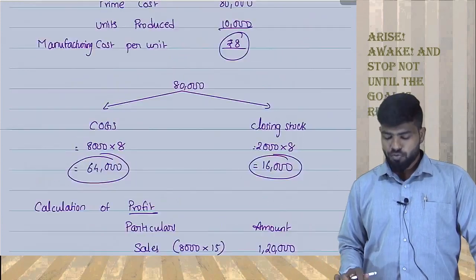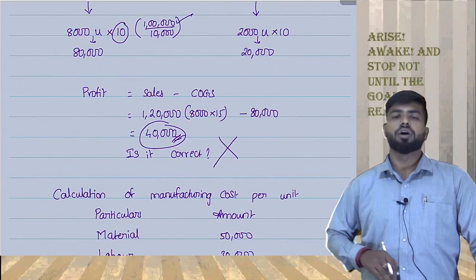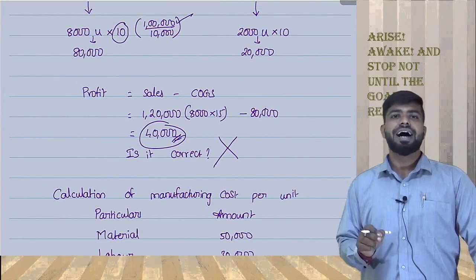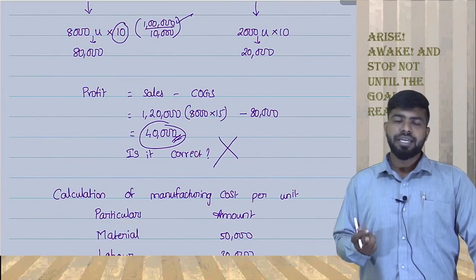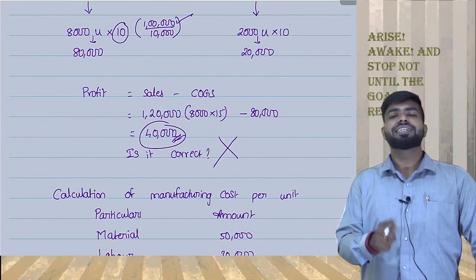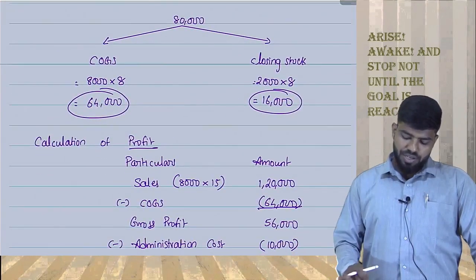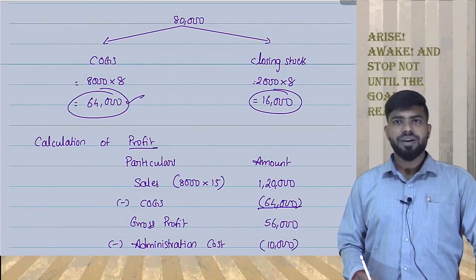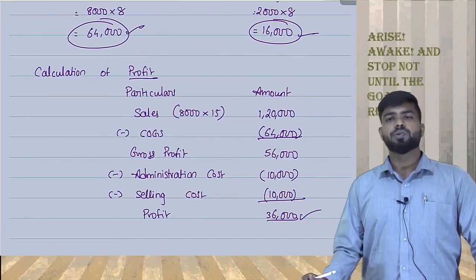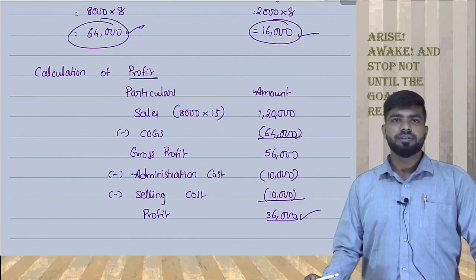Earlier how much did we get? 40,000. Correct? Earlier we got 40,000. Is it correct? It means it is absolutely wrong. What is the mistake we are making? We are wrongly evaluating the units at total cost. In a cost accounting system, we need to evaluate at manufacturing cost. So we calculate the manufacturing cost per unit. Using that we calculate the cost of goods sold, manufacturing cost, and then closing stock value. Using that we calculate the profit, 36,000. All of you understanding what I am saying?